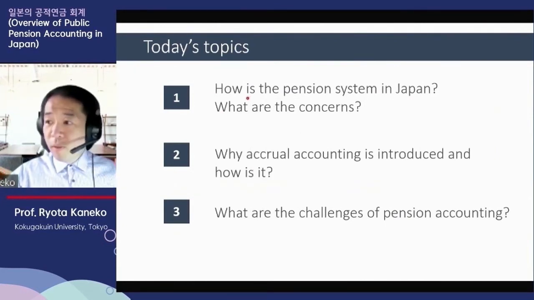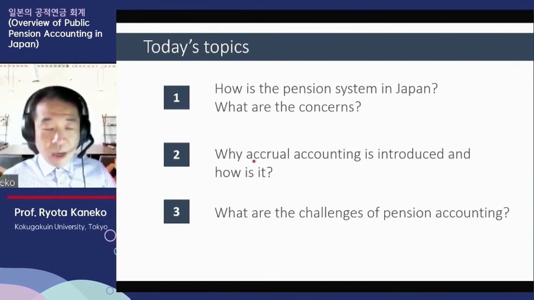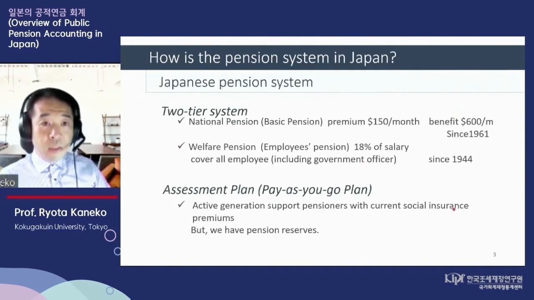So today's topic, first, how is the pension system in Japan? What are the concerns? The second, how accrual accounting is introduced and how is it? The third, what are the challenges of pension accounting in Japan? So first, how is the pension system in Japan?